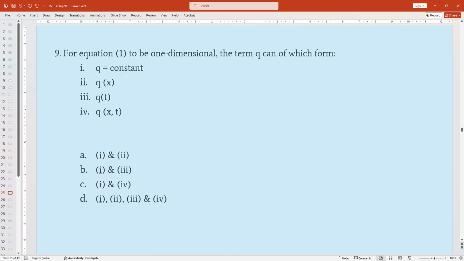Option 1, Q is equal to constant. Statement 2, Q is a function of x. Statement 3, Q is a function of t. Option 4, Q is a function of x and t. Options are A, statement 1 and 2. Option B, statement 1 and 3. Option C, statement 1 and 4. Option D, all of the statements. You can inbox your answers.